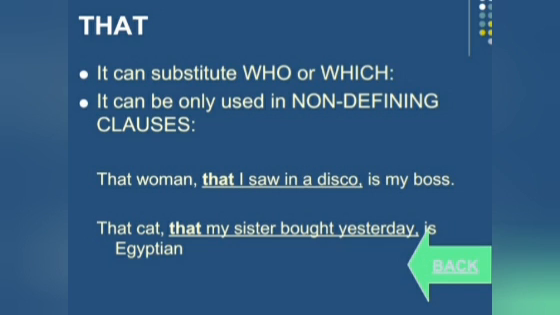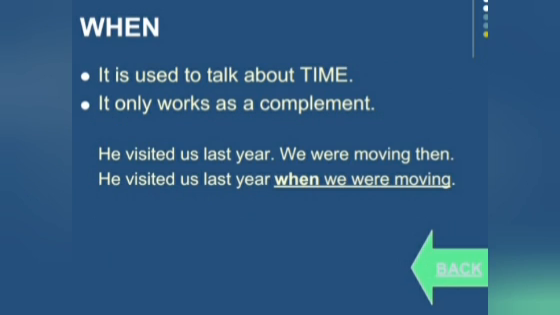Next relative pronoun is when. It is used to talk about time. This we all know, isn't it? It only works as a complement. Like for example, we have he visited us last year. We were moving then. So we can combine both the thoughts as: he visited us last year when we were moving. So here when is the relative pronoun which is being used so as to combine the thoughts, and when is referring to whom? The year, last year.